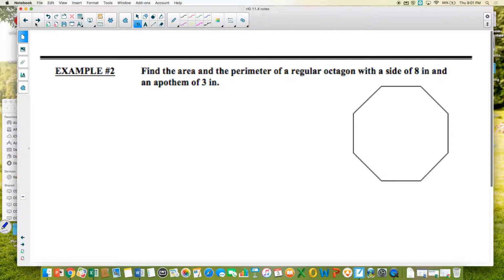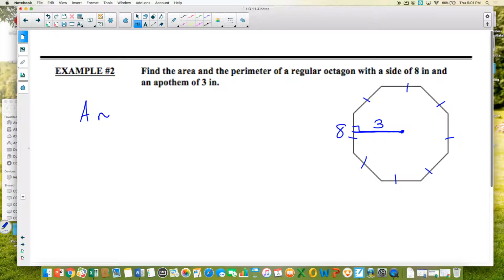All right, and then example 2. Same thing, find the area and the perimeter of a regular octagon with a side of 8 inches. So that means each side is 8, and again it's a regular polygon, so all the sides are 8. If we sketch this, if this is the center, they tell us that the apothem, this perpendicular distance, is 3. So we can put 3 right there. That perpendicular distance has to be 3 because that's what the apothem is.